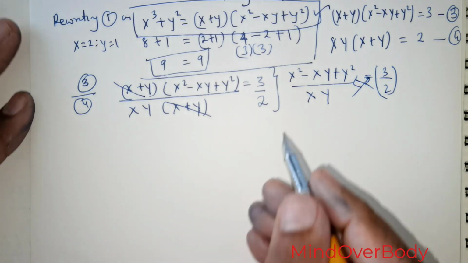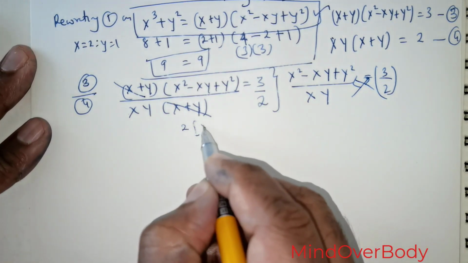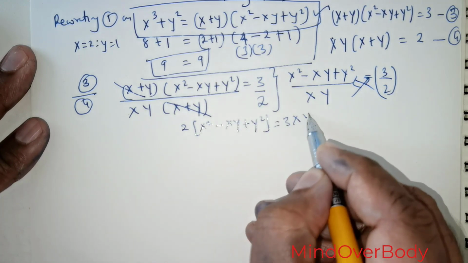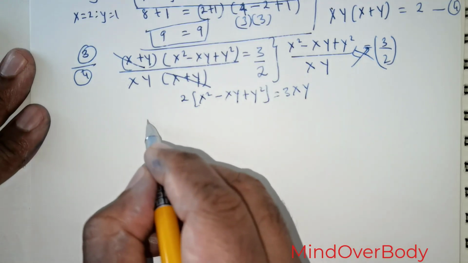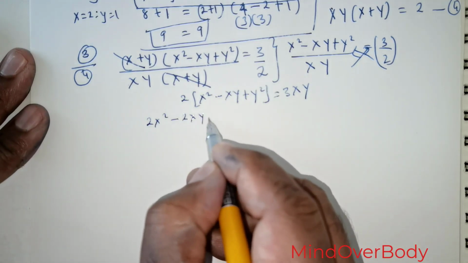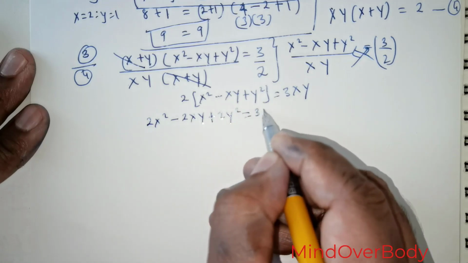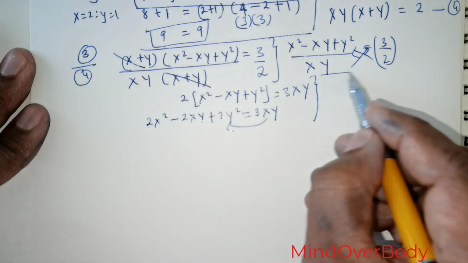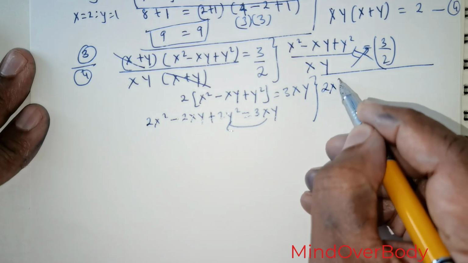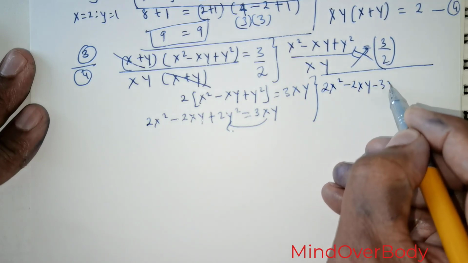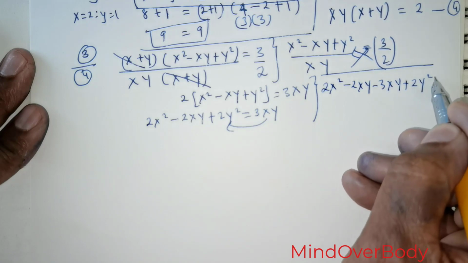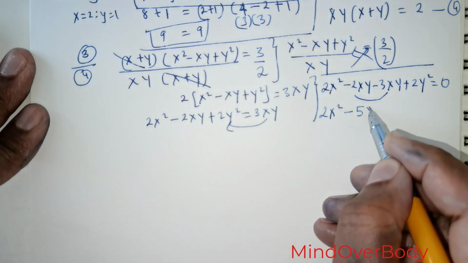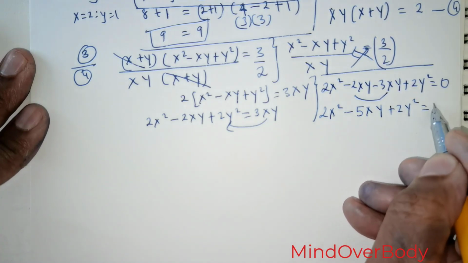If I cross multiply, I get 2 times x squared minus x into y plus y squared is equal to 3 times xy. This can be rewritten as 2 times x squared minus 2 times xy plus 2 times y squared is equal to 3 times xy. If I move this to the left, this is going to give me 2 times x squared minus 2 times xy minus 3 times xy plus 2 times y squared is equal to 0. I can add these two, which gives me 2 times x squared minus 5xy plus 2 times y squared is equal to 0. This is what I'm getting.